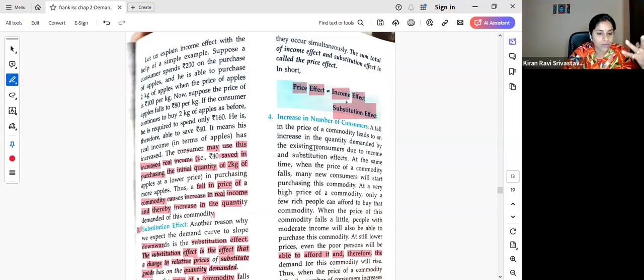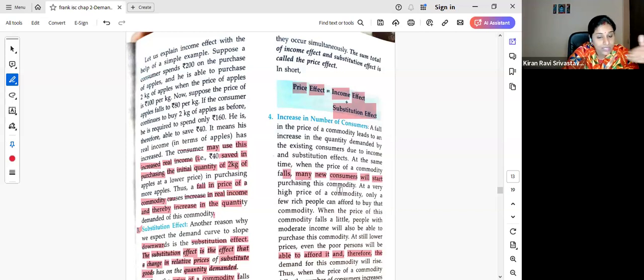What if the number of consumers increases? A fall in the price of a commodity leads to an increase in quantity demanded by the existing consumers due to income and substitution effect. This we know. Instead of having one burger, we are having two burgers. So price effect is happening at the same time. When the price of a commodity falls, many new consumers will start to purchase this commodity. Even the poorer people or the middle class people who are not able to afford 100 rupees for a burger, if the price has fallen to 50 rupees, now they can afford.